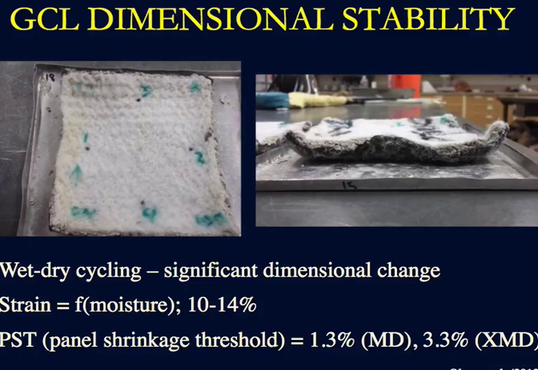Through this, we identified, or for practical comparison, we identified what we termed a panel shrinkage threshold, a PST, and identified that 1.3% linear strain in the machine direction or 3.3% linear strain in the cross-machine direction would be sufficient to cause a gap, respectively, in those directions.